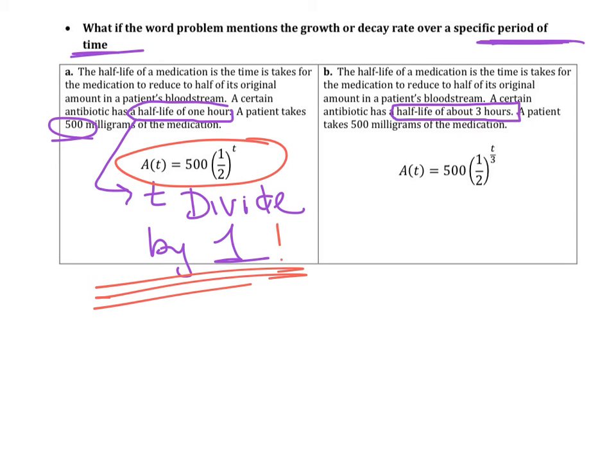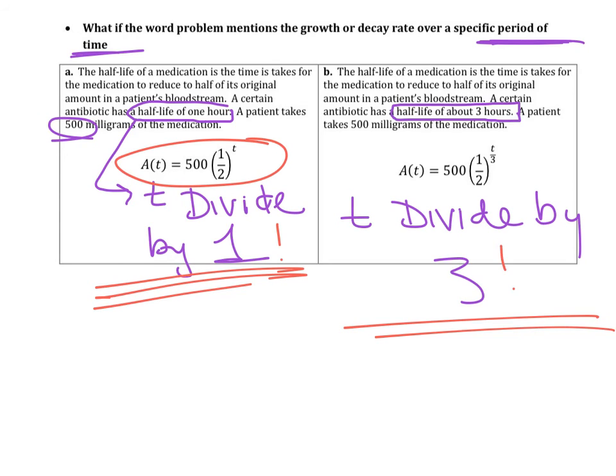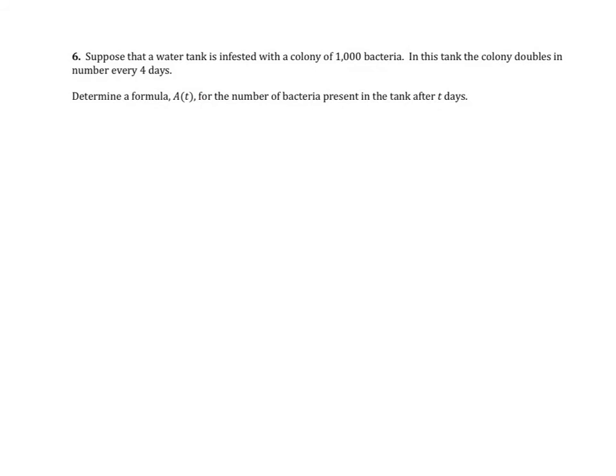So now I'm taking that t and I'm dividing by 3. Okay, so again, let's get that written out nicely in our notebook. The difference: this is every 1 hour, so I'm dividing by 1 technically. And this is every 3 hours, so I'm dividing by 3.